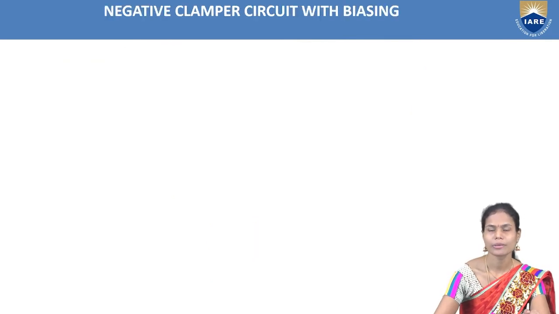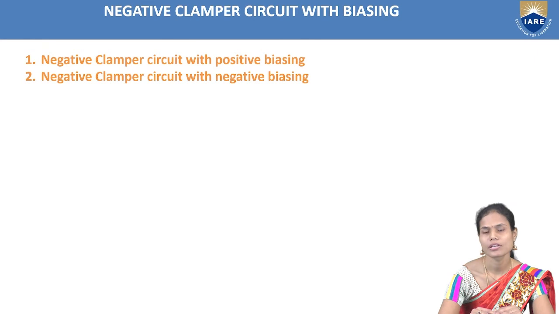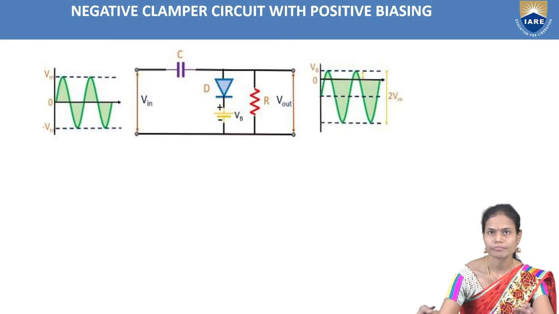Coming to the next classification of the clamper circuit, that is the clampers with biasing. In that, again, I am considering the negative clamper circuit with biasing. In the negative clamper with biasing, we can take positive biasing as well as negative biasing. I am taking the negative clamper circuit with positive biasing first.